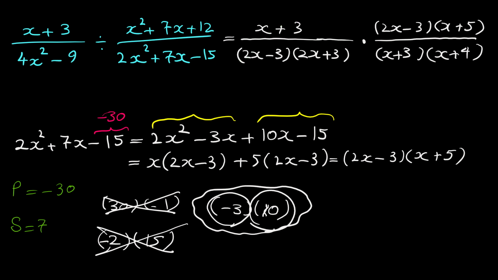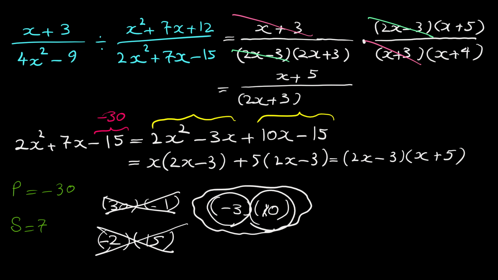Now look at the numerator and denominator and try to find common factors to cancel. x plus 3 with x plus 3 cancels. 2x minus 3 with 2x minus 3 cancels. And there is nothing else to cancel. So the final answer is x plus 5 over 2x plus 3 times x plus 4.